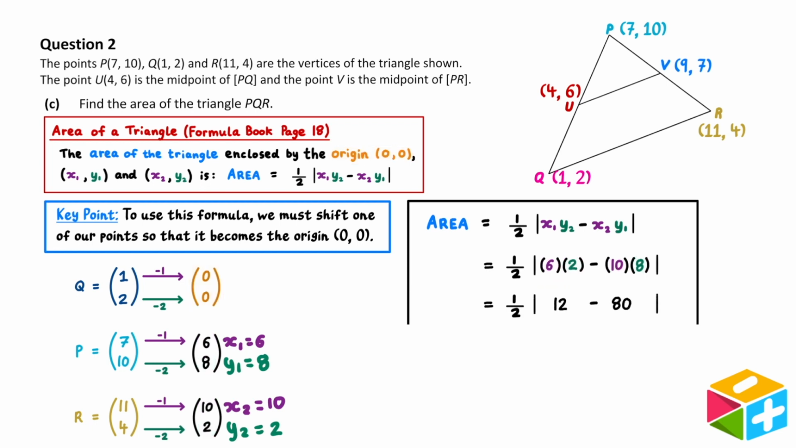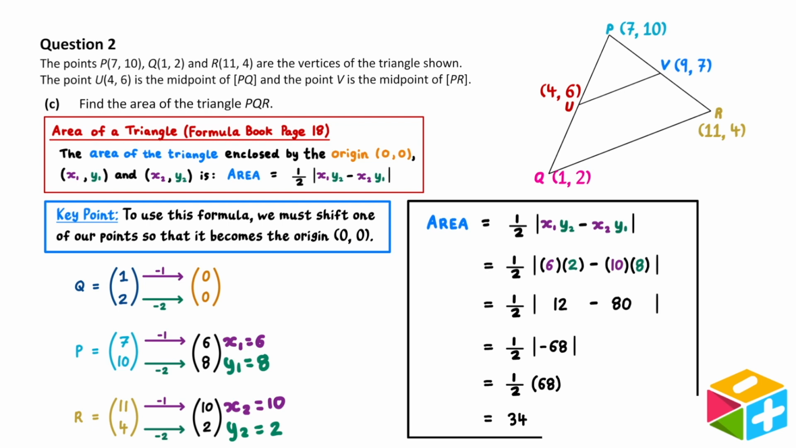6 times 2 is 12, and 10 times 8 is 80. 12 minus 80 is minus 68. Now, let's deal with these vertical bars, the absolute value. These mean that we should turn the number positive if it isn't already positive. So the absolute value of minus 68 is plus 68.